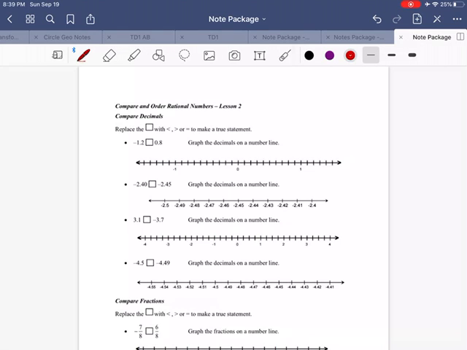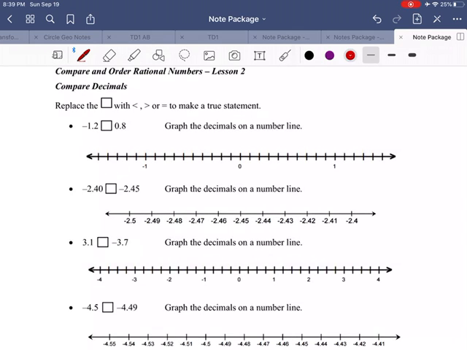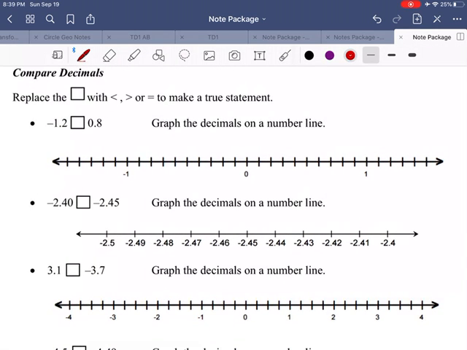Hey folks, lesson 2, comparing and ordering rational numbers. If we recall from our grade 9 prep, we have our less than, greater than, or equal signs here. So we're going to graph these decimals on our number line: negative 1.2 and 0.8.